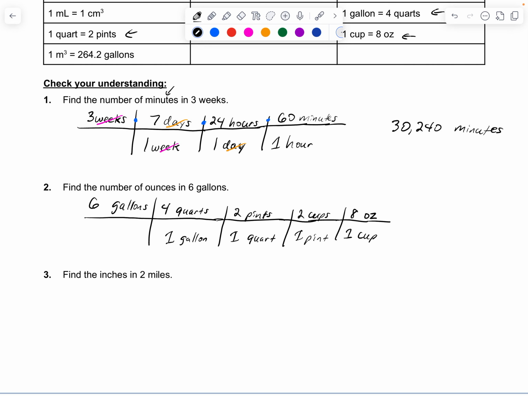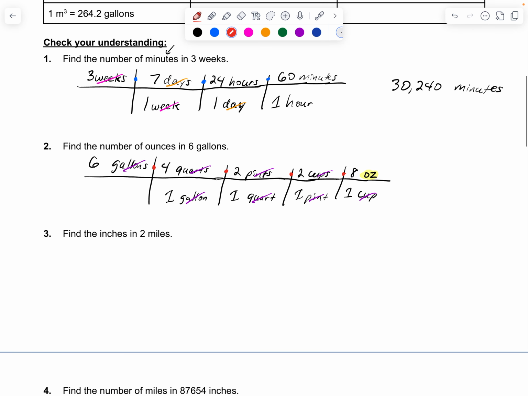Now, just like in number 1, all of the numbers in my denominator are just 1, so I don't need to worry about any division, and all of these units are going to cross out and leave me with just ounces. Ultimately, I'm trying to end this with the unit of ounces. So the math I'll do in a calculator is 6 times 4 times 2 times 2 times 8. And when you do that, you get 768 ounces.